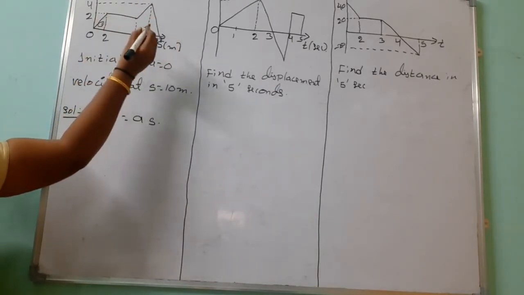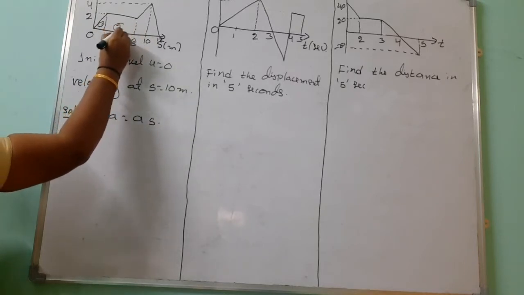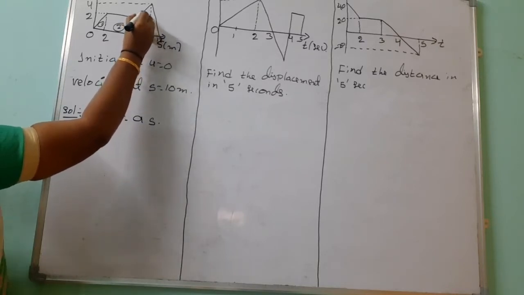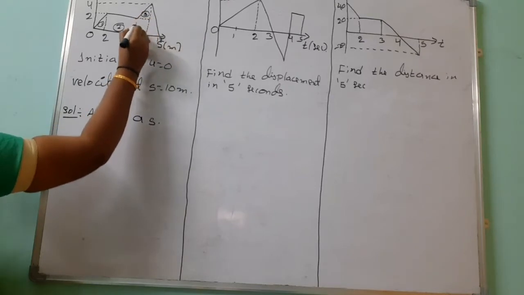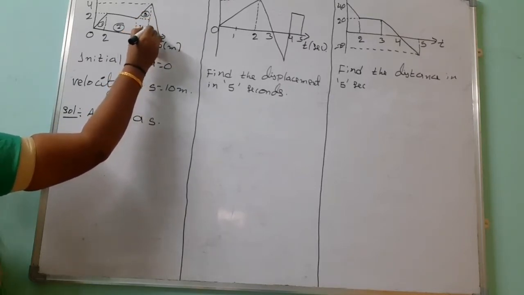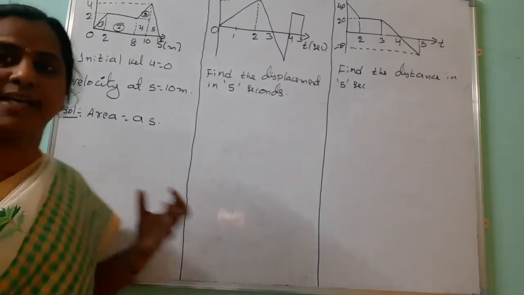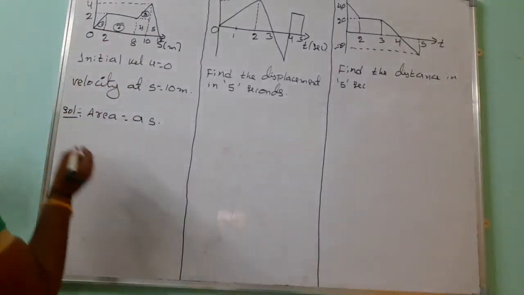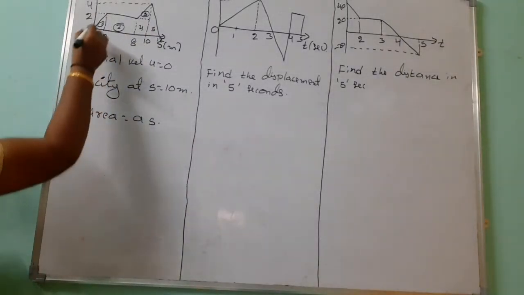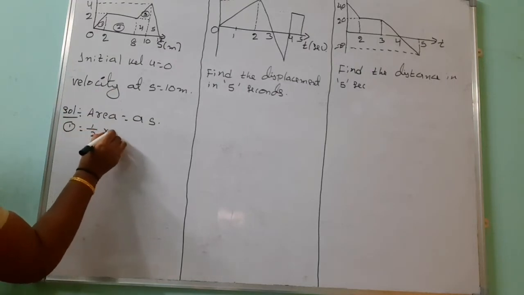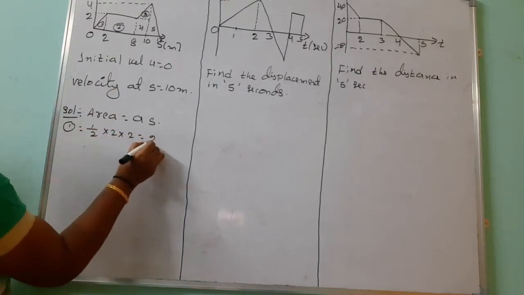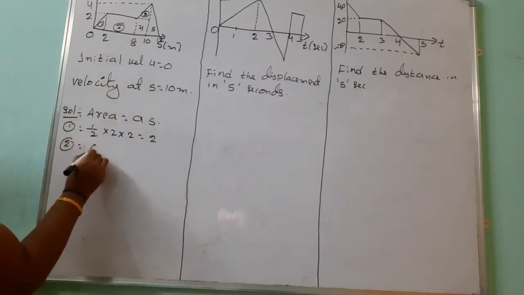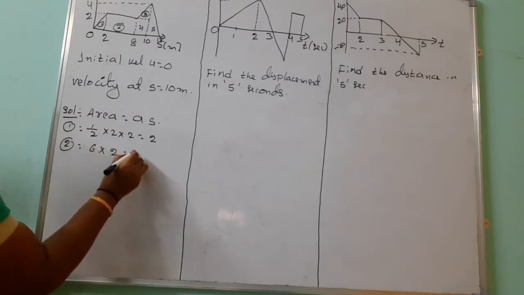Here we should consider this as the first part and this as the second part. Then from here to here, this is the third part, this is the fourth part and this is the fifth part. So we should consider different parts, then easily we can calculate the area. First part area is a triangle, half into base 2 and height 2, so this is 2. Then second part area is 8 minus 2, 6, into 2, this is 12.